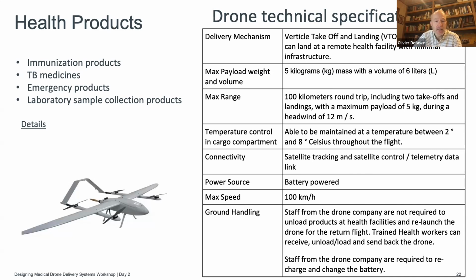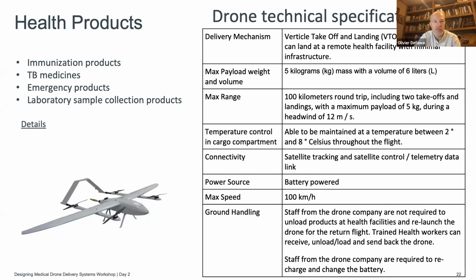So for this case study, we have identified a VTOL, a vertical takeoff and landing drone that requires minimum infrastructure. We have identified that that specific drone can carry 5 kilos of payload, around 6 liters of volume, with a range of 100 kilometers round trip. Okay, so maximum 50 one way, 50 back. And that will leave you with a safety margin. So this includes the safety margin.